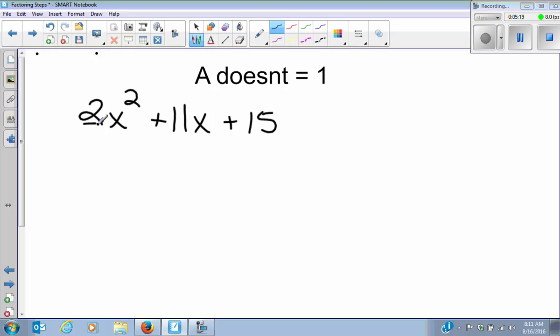Okay, good. So that's not going to be a perfect square case. It's not going to be a difference of squares case either.